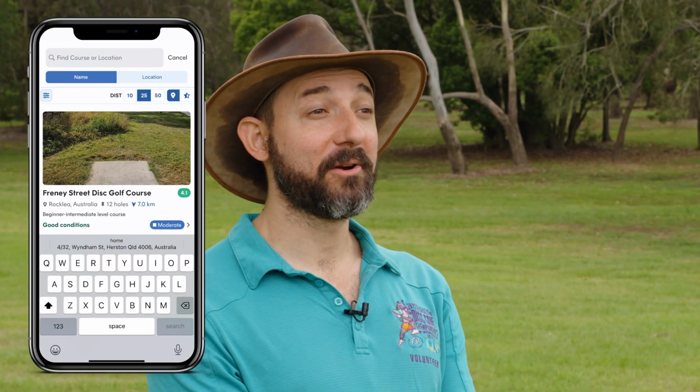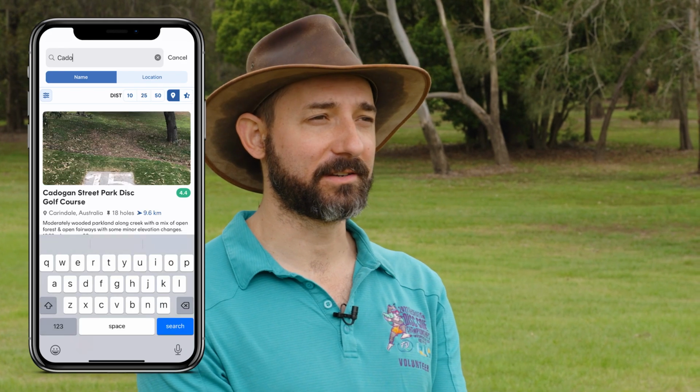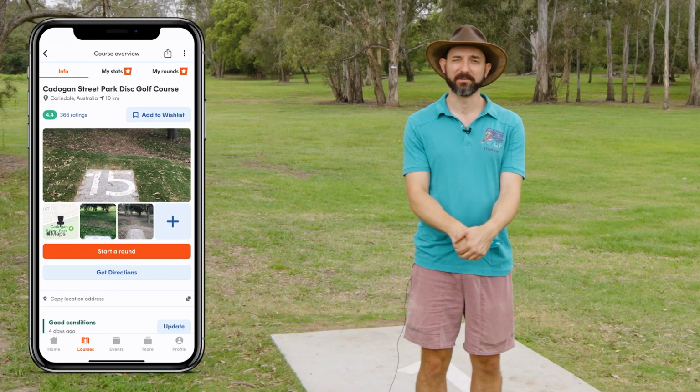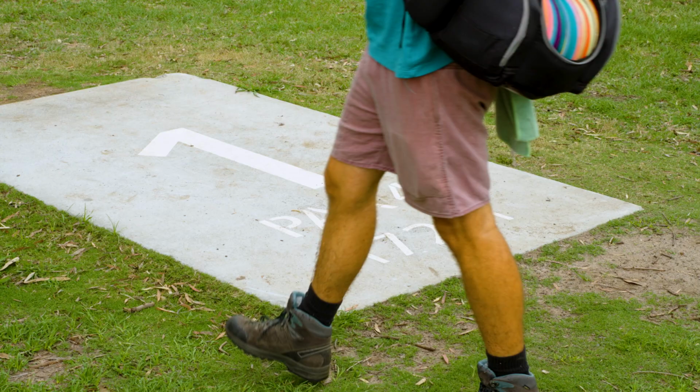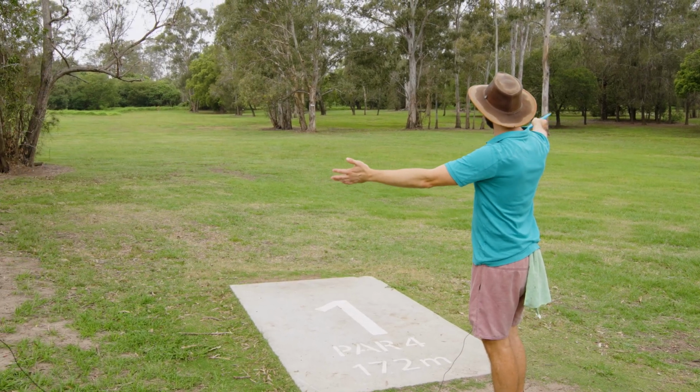So we're in Brisbane at the Cadogan Street Disc Golf Course, one of our better courses in Brisbane, and this is hole 1. So when you get to the first hole, there should be an obvious tee pad or tee area, and you can have a look at what's in front of you.